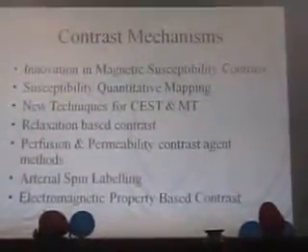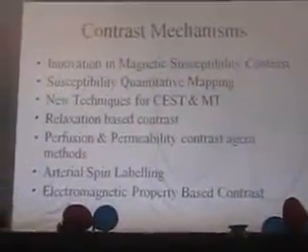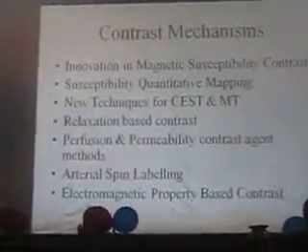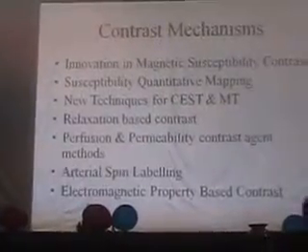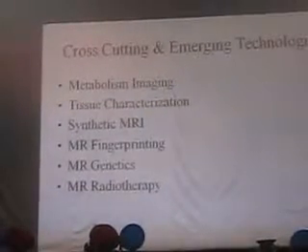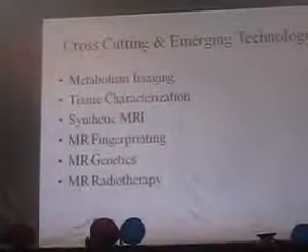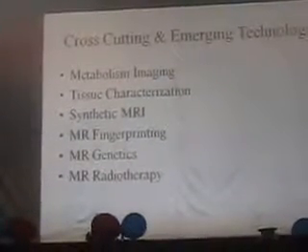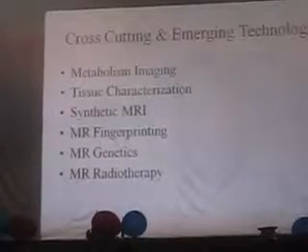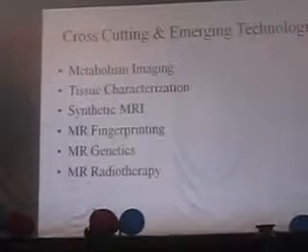Contrast mechanisms. There are various types of contrast, and the arterial spin labeling is the most interesting nowadays. Cross-cutting technologies like metabolic imaging, synthetic MRI. Synthetic MRI, if we acquire T1 image only, then we can get images from T2, FLAIR, diffusion, perfusion, everything. MR fingerprinting is the most promising technology nowadays. MR genetics, MR radiotherapy using therapy.